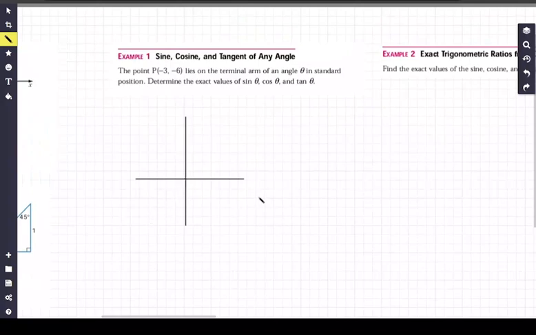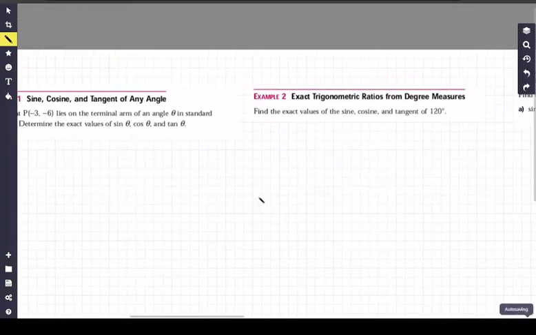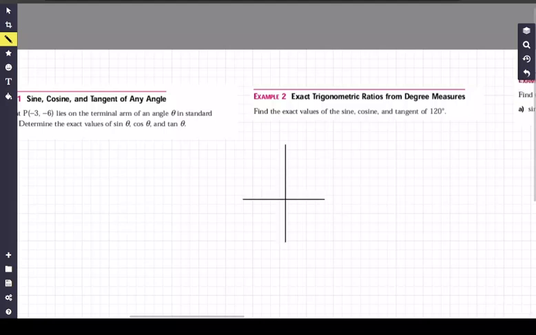So let's go ahead and finally do some exact values. We have this angle of 120 degrees, and we want to find the exact value of sine, cosine, and tangent. So let's first draw an angle of 120 degrees. It would be somewhere around here. This is 120 degrees. So, how are we going to approach this exactly?